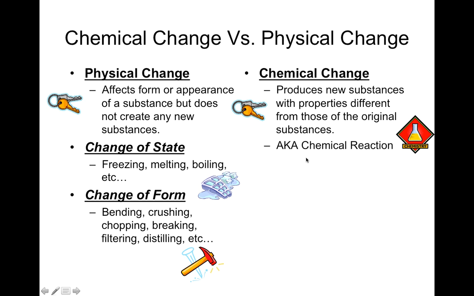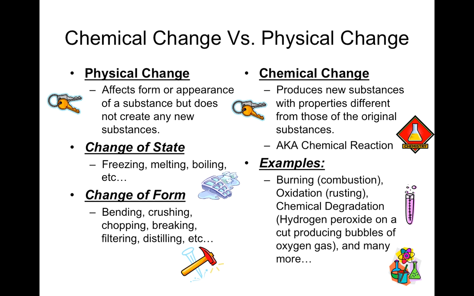A chemical change produces a new substance with properties different from those of the original substance. You will hear these known as a chemical reaction. So some examples of chemical change might be burning, also known as combustion, oxidation or rusting, chemical degradation, hydrogen peroxide on a cut produces bubbles of oxygen gas, and many more. These again are examples of a chemical change.